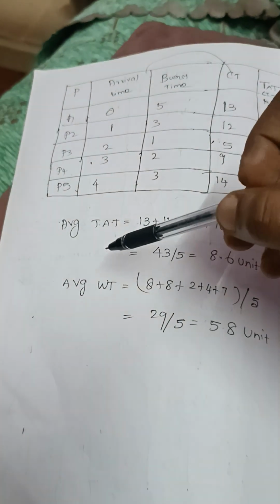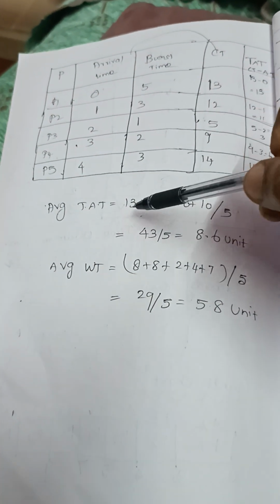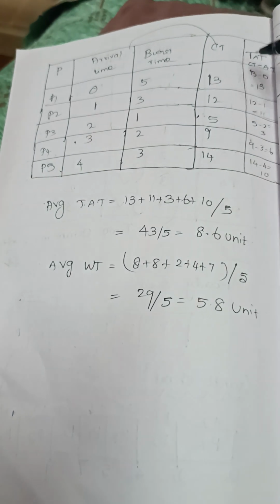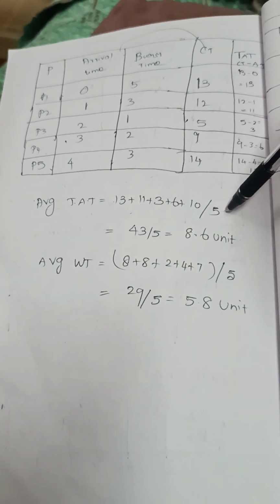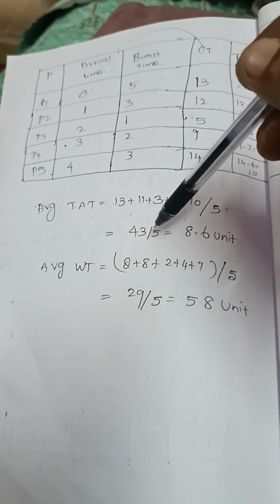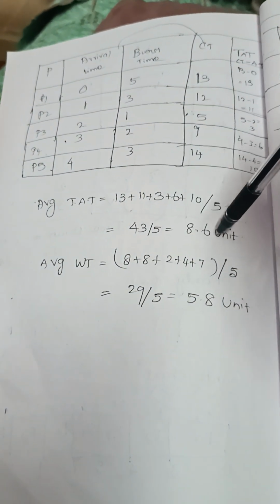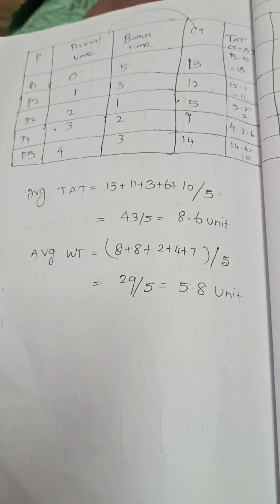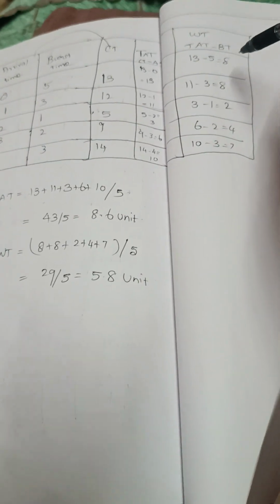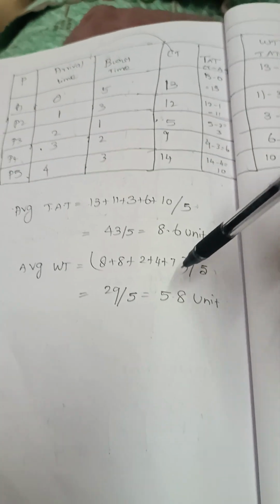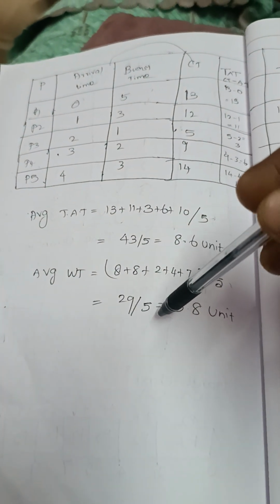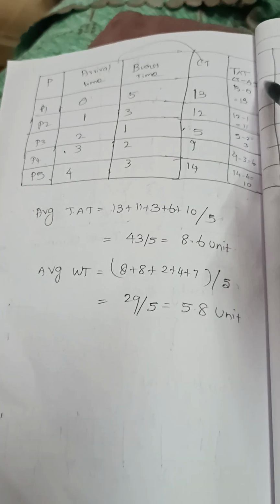And last we have to calculate the average turnaround time. 13 plus 11 plus 3 plus 6 plus 10 divided by the number of processes, 5. So the answer is 43 divided by 5, equal to 8.6 units. And the average waiting time equals 8 plus 8 plus 2 plus 4 plus 7 divided by 5. So 29 divided by 5, 5.8 units. That's all.